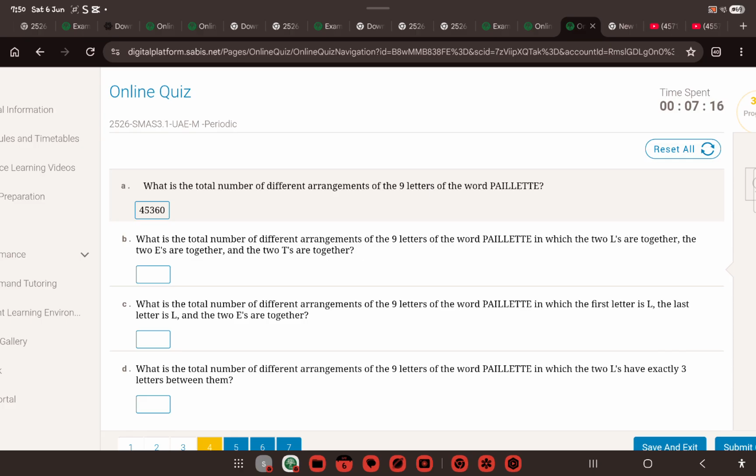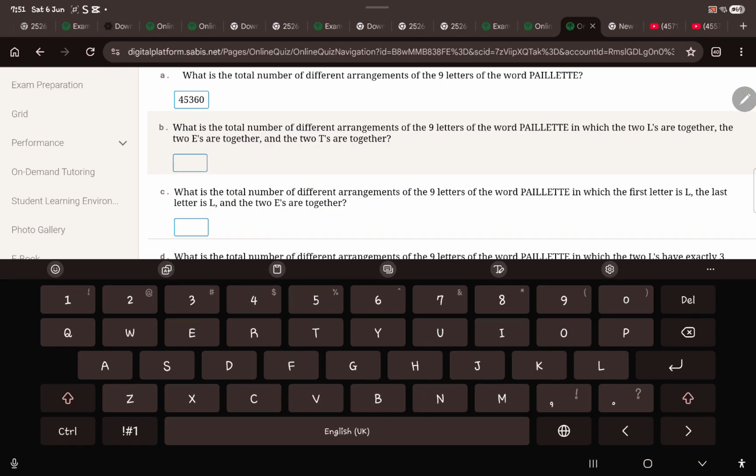Now they want what is the total number of different arrangements of the 9 letters of the word palette in which the 2 L's are together, the 2 E's are together, and the 2 T's are together. It's hard to apply the rule, so we can draw it out. 2 L's, 2 E's, 2 T's. So this is one block, 2, 3, 4, 5, 6. So we can do 6 factorial. Since they've all been used up, the repeating letters, we don't divide by anything. We should get 720.